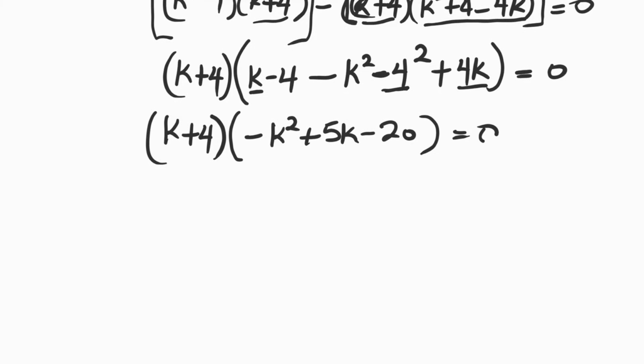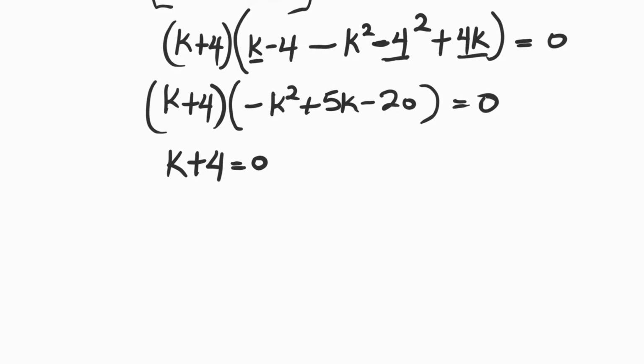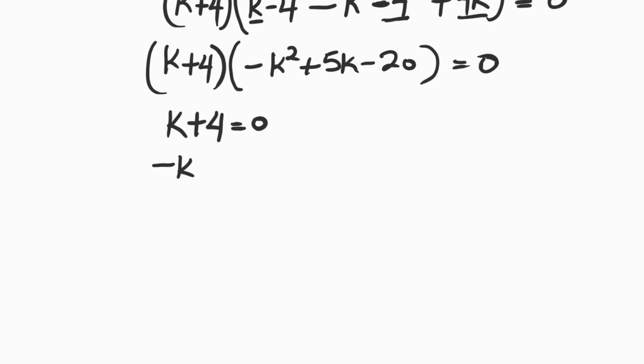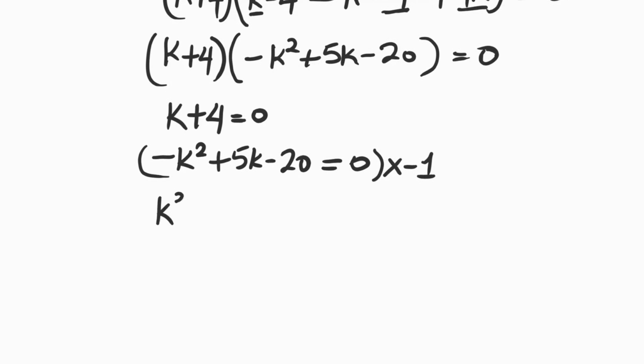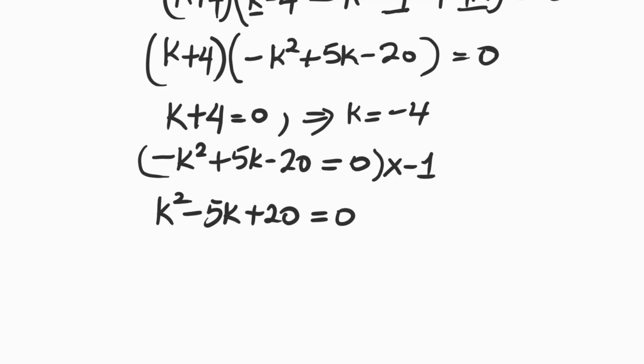So now we have that k plus 4 is equal to 0. And then we also have that minus k squared plus 5k minus 20 is also equal to 0. If we multiply through by minus 1, we have that k squared minus 5k plus 20 is equal to 0. So from here, we have that k is equal to minus 4.